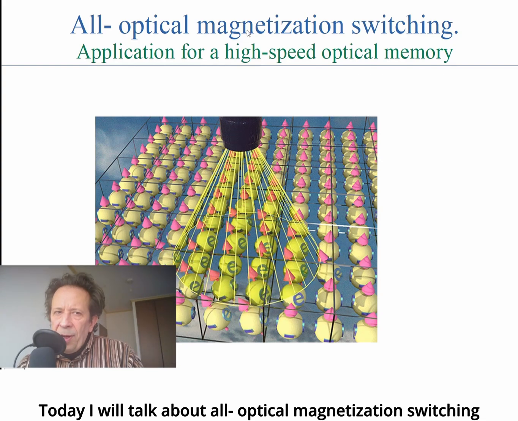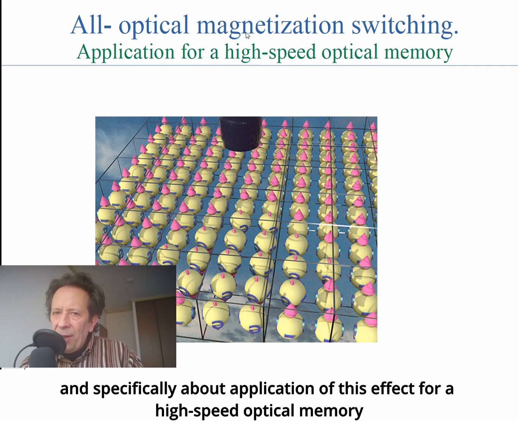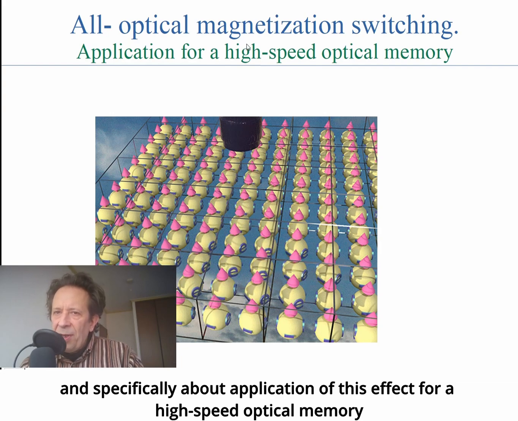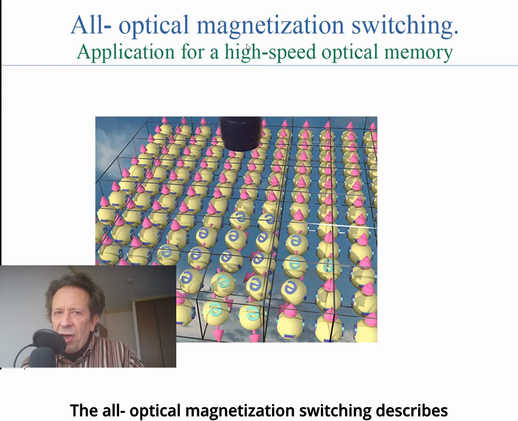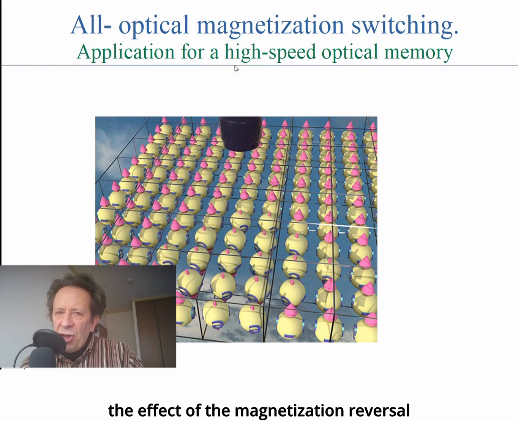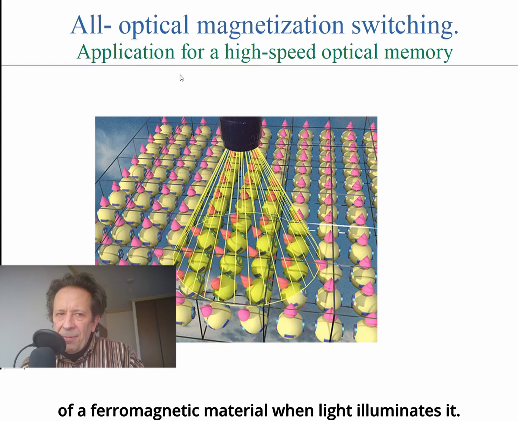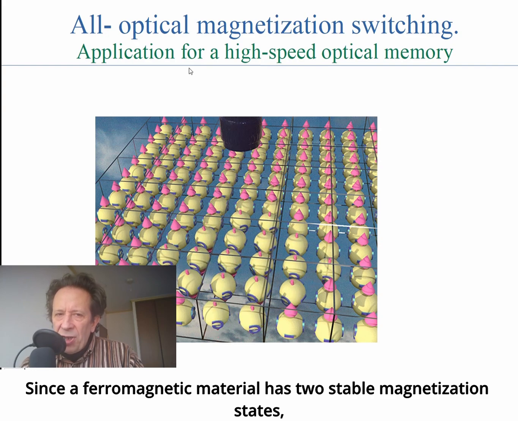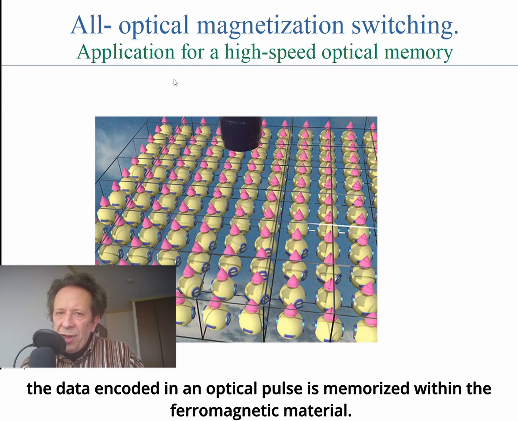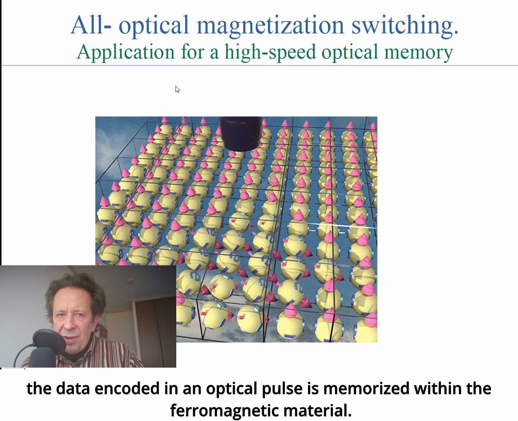Today, I will talk about all-optical magnetization switching and specifically about application of this effect for high-speed optical memory. The all-optical magnetization switching describes the effect of magnetization reversal of ferromagnetic material when light illuminates it. Since a ferromagnetic material has two stable magnetization states, the data encoded in optical pulse is memorized within ferromagnetic material.